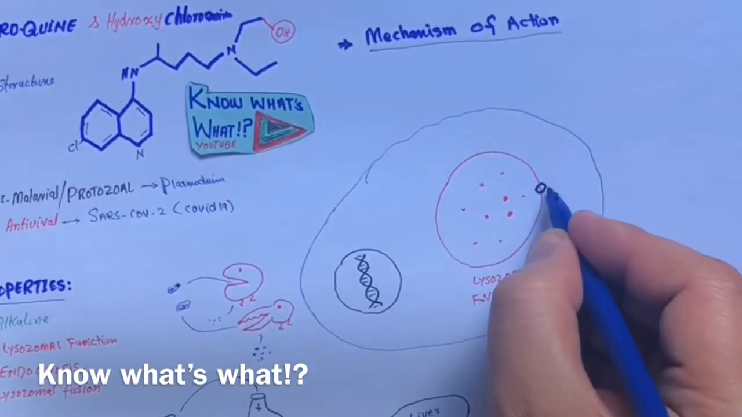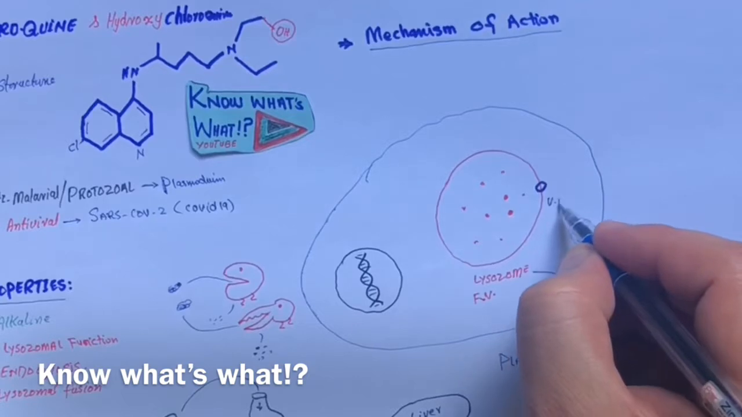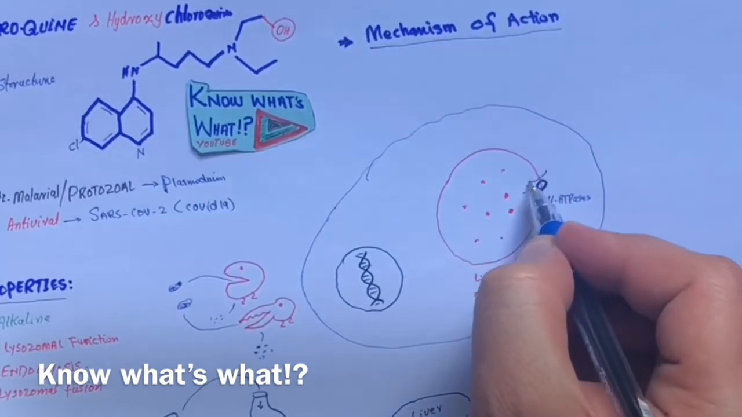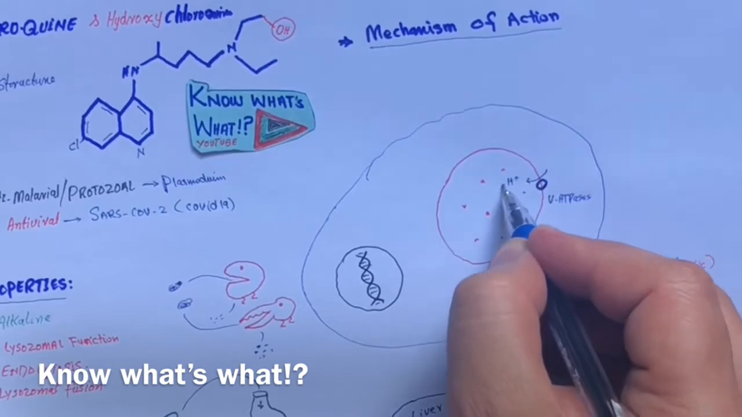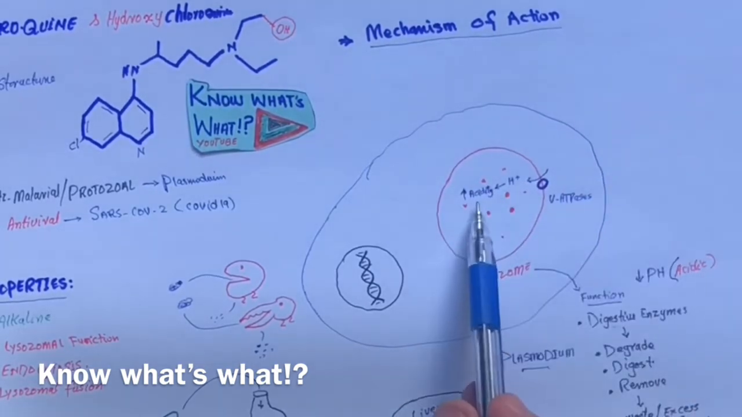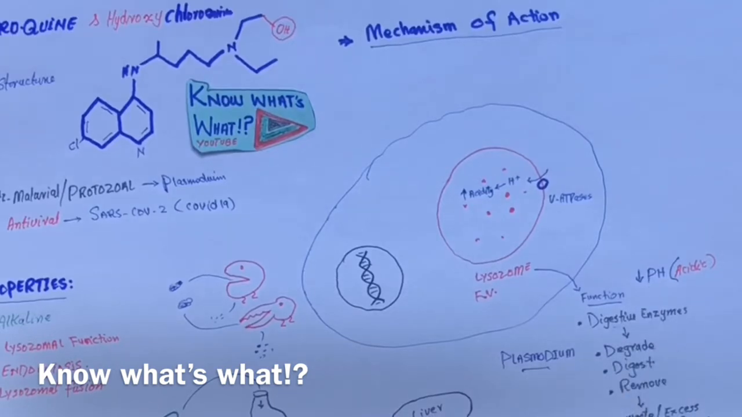Now, it has an ATPase here, and this ATPase function is that it uses ATP and pumps in the proton ion and makes the environment more acidic, right? And brings down the pH of the lysosome.